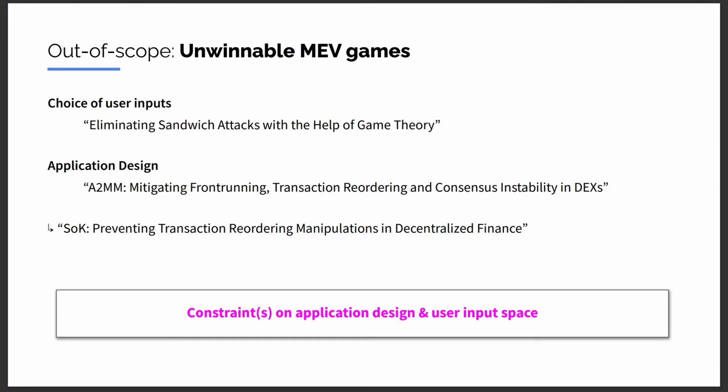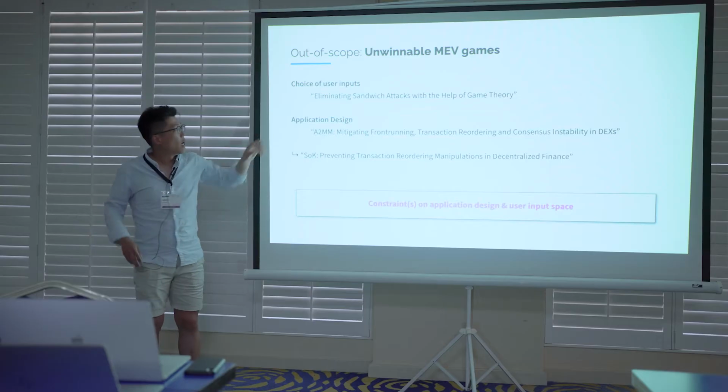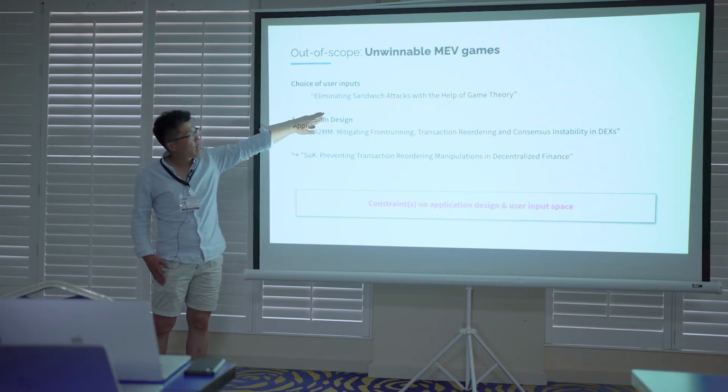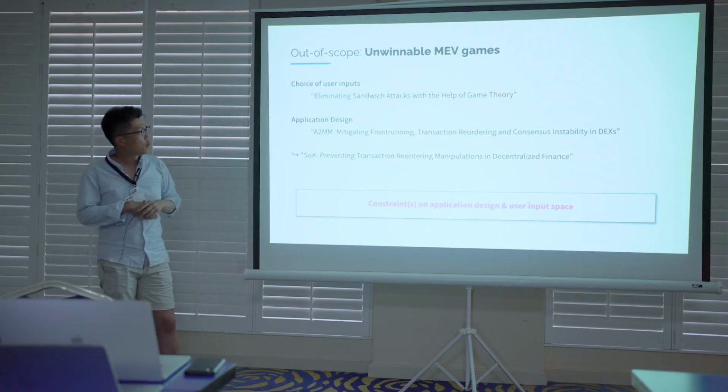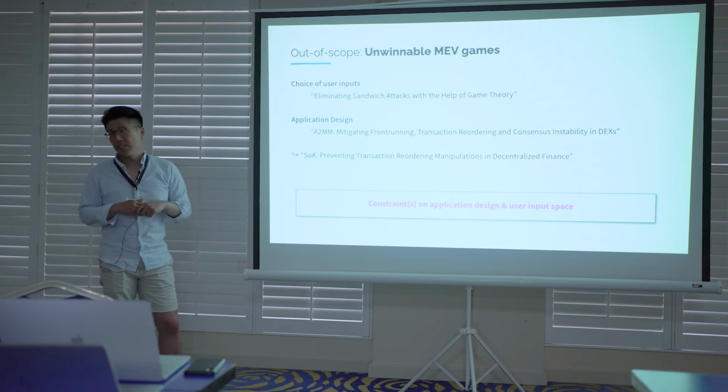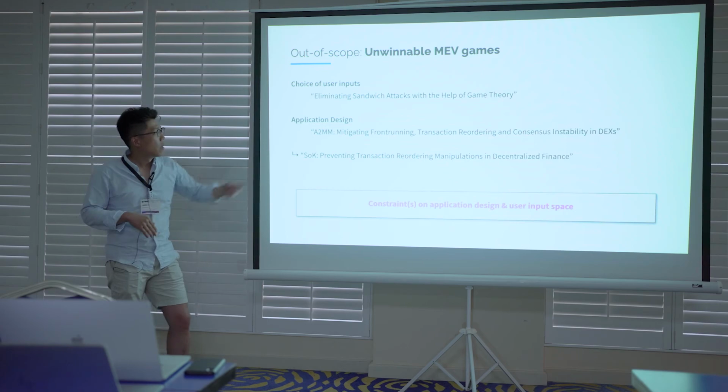Just a quick caveat, out of scope, the one thing that we don't cover are techniques which try to create unwinnable MEV games. So this is very informal of me, but what I mean by that is there exist ways or scenarios where the user can selectively choose its input such that the MEV is not positive. There's a paper called Eliminating Sandwich Attacks with the Help of Game Theory that illustrates that quite nicely. So the profit gain from MEV does not exceed the cost of executing it.